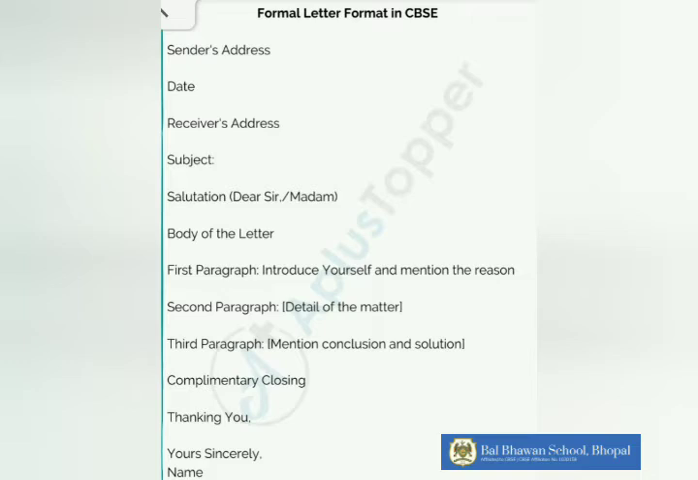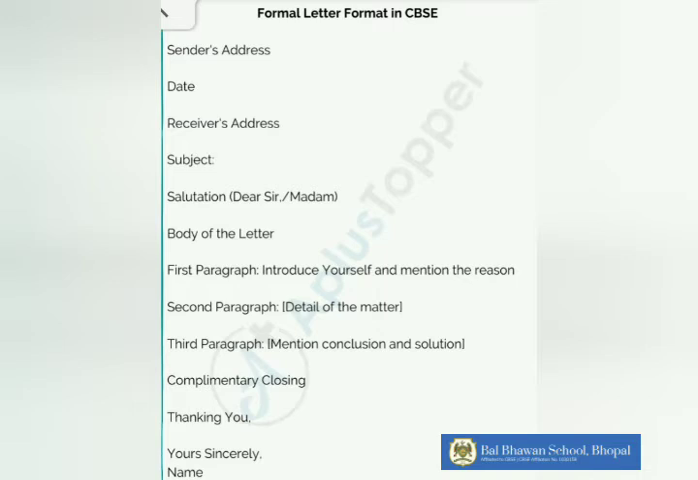The first thing we write is the sender's address on the left hand side. Then comes the date. Under the date, we write the receiver's address. Then comes the subject of writing this formal letter. Then comes the salutation. It could be dear sir or dear madam.